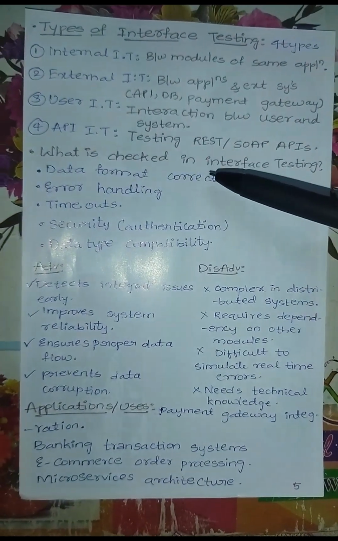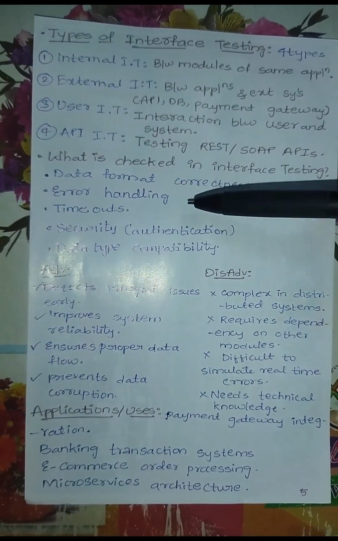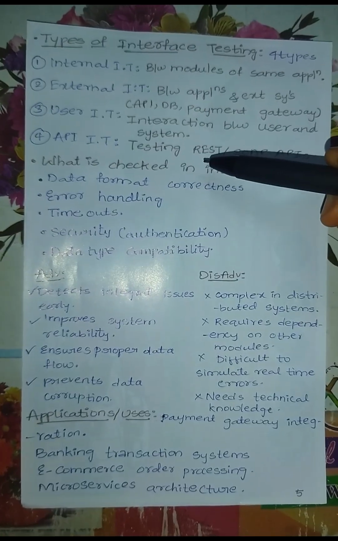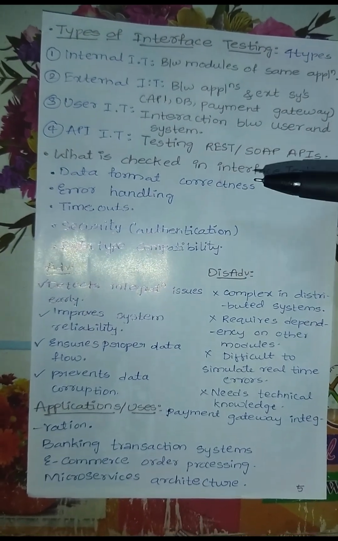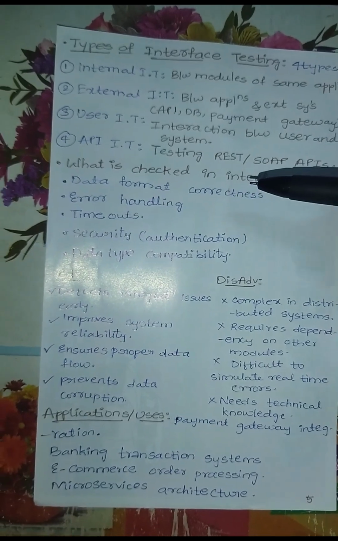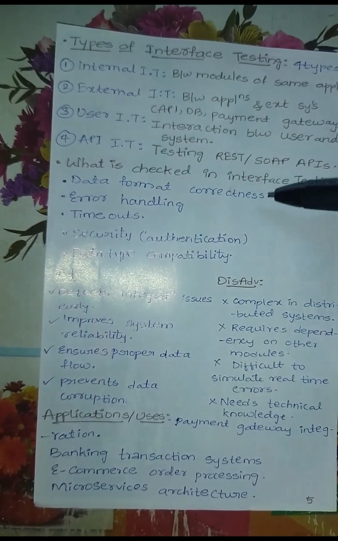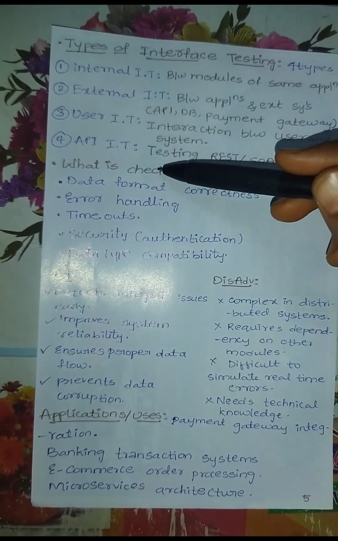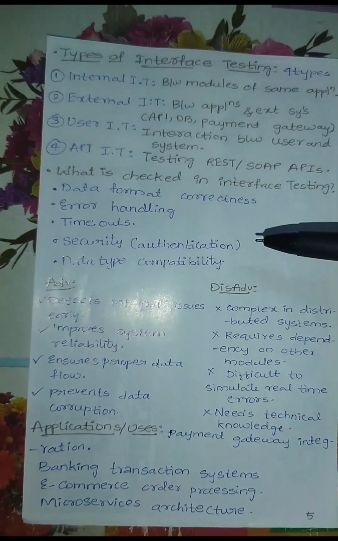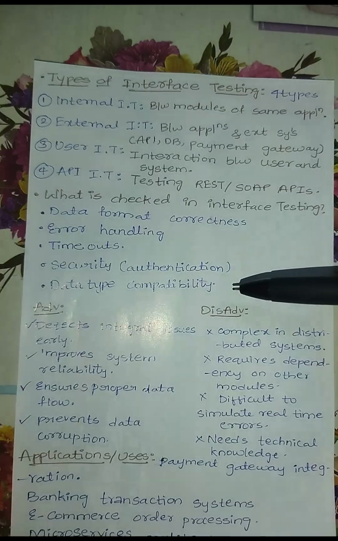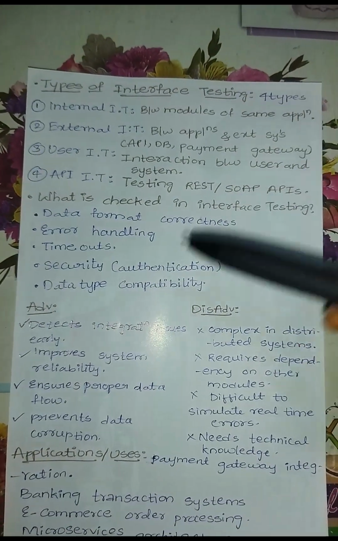What is checked in interface testing? It is a technique used for handling errors, timeouts and security, and for data format correctness. In interface testing, data type compatibility is also checked.